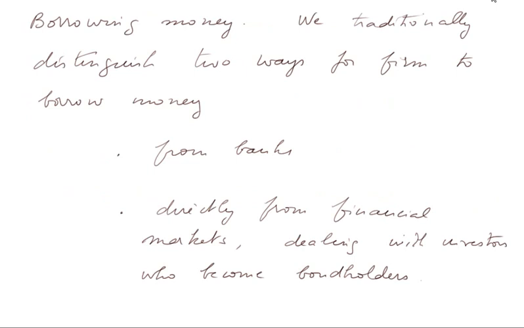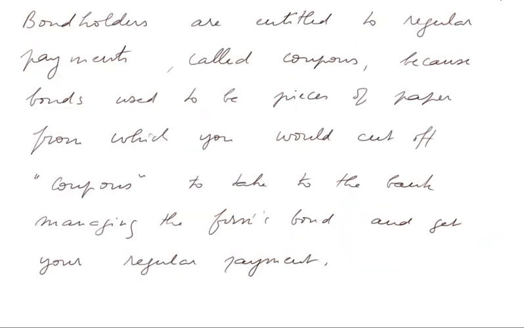The second way to get cash is to borrow it. We traditionally distinguish two ways for firms to borrow money: from banks, or directly from financial markets, dealing with investors who become bondholders. We shall not talk about borrowing from banks anymore. This is what's called intermediated finance. We shall deal with financing without intermediation, that is, borrowing directly from the financial markets.